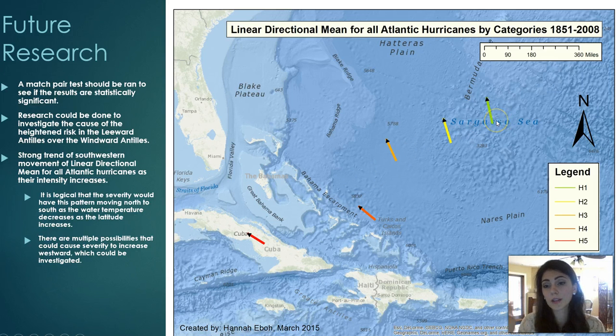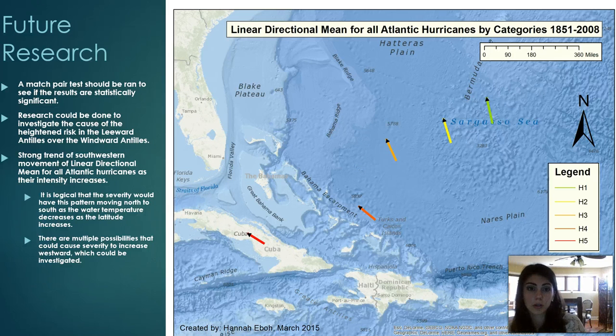And then I also noticed when I applied the same method to all Atlantic hurricanes that there is a very strong southwestern movement as the storm intensity increases. So you can see category 1, 2, 3, 4, and 5. And it makes sense logically that it would decrease as you get further north, again, because we talked about the basic factors which cause and fuel hurricanes. As you move further north, you move further from the equator, and then the water temperature is cooler, so it's natural and it's expected that they wouldn't be as intense.